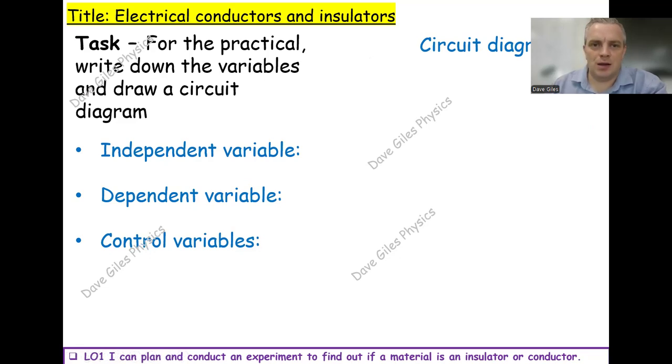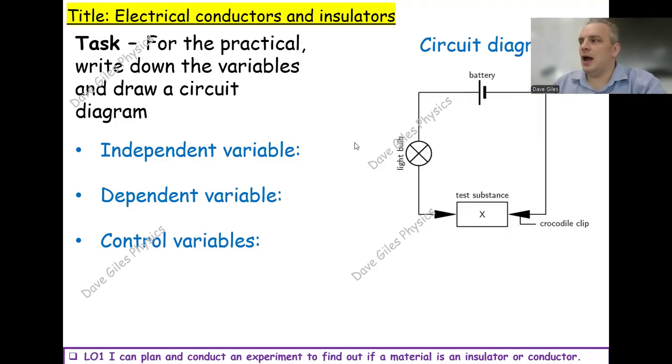For this practical, we're going to look at a way of finding the difference between an insulator and a conductor. We're going to use this circuit here. You can see we have got a test substance and a light bulb. If the light bulb comes on, that means it's a conductor, and if it doesn't turn on, then we've got an insulator. So I want you to think about what these three variables are here: the independent, dependent, and control variable.